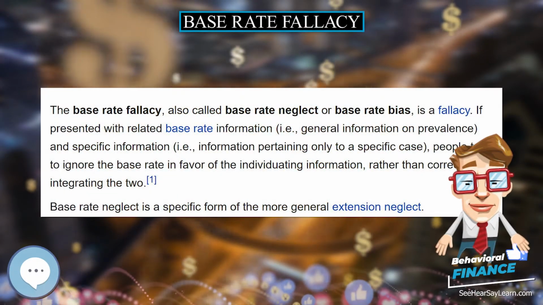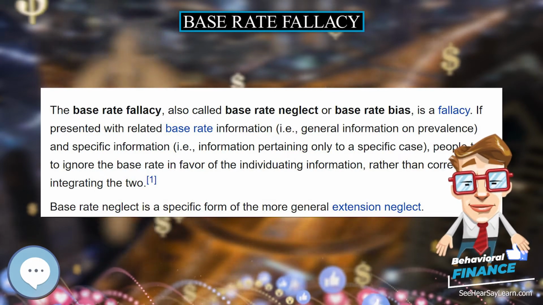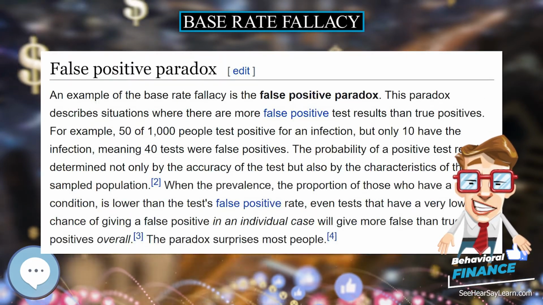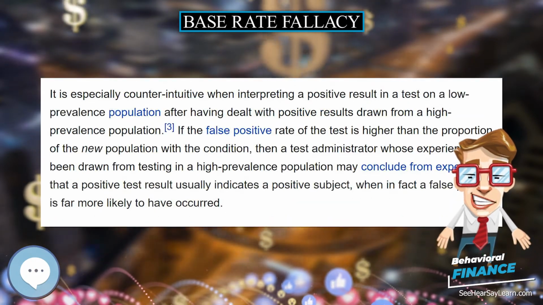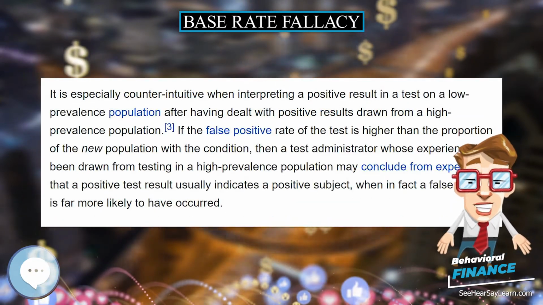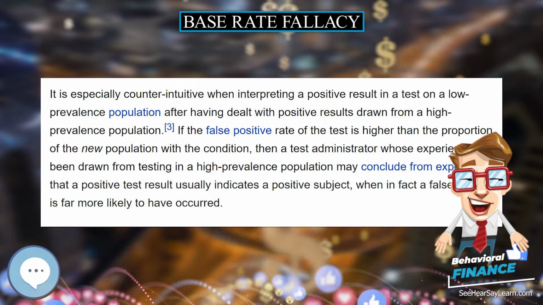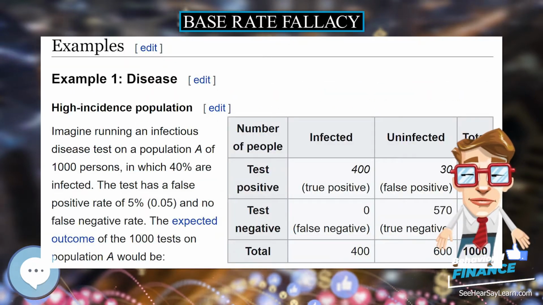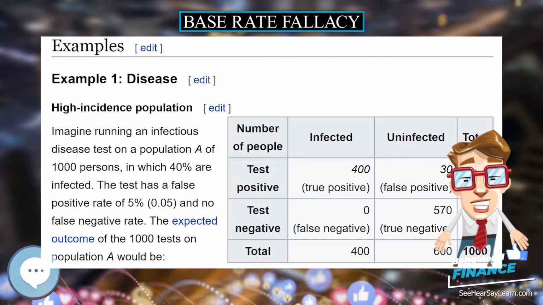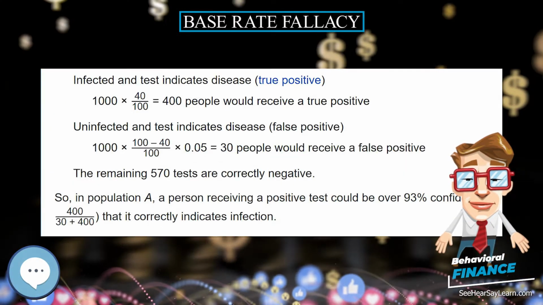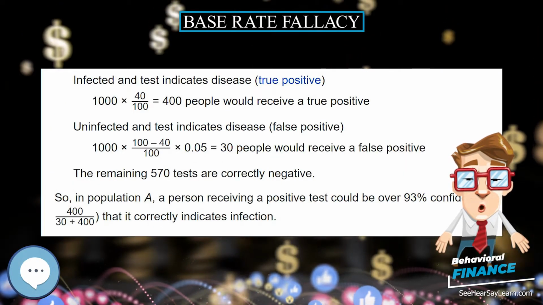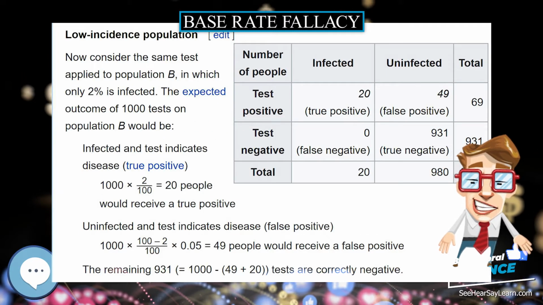Base rate fallacy. The base rate fallacy, also called base rate neglect or base rate bias, is a fallacy. If presented with related base rate information, i.e. general information, and specific information pertaining only to a certain case, the mind tends to ignore the former and focus on the latter. Base rate neglect is a specific form of the more general extension neglect.